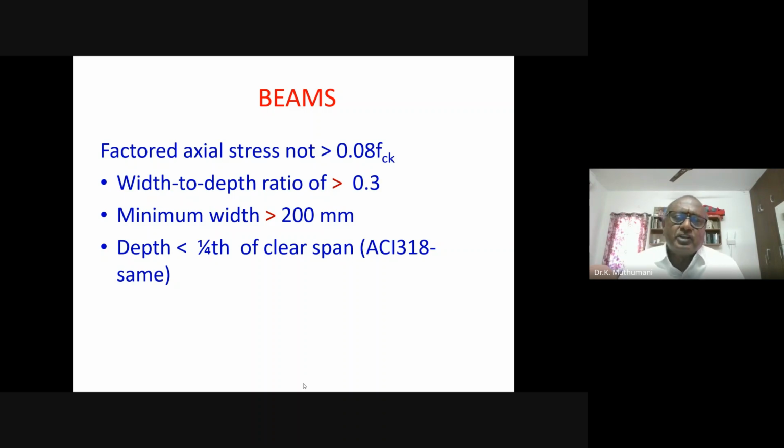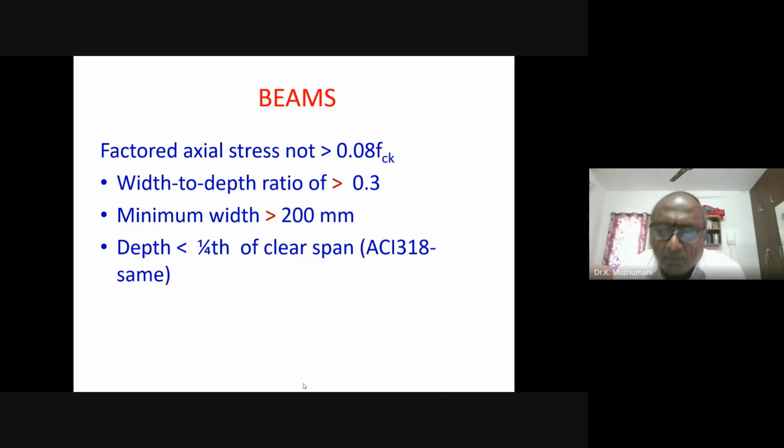Similarly, the width to depth ratio should be more than 0.3 because you don't want deep beam effect. The minimum width is 200. I'll come to that later. Indian code talks about 200 mm as the minimum width of a beam, which is, of course, I am not saying anything about that, but that is what the code has given. But we should follow this 100% actually. The depth should be less than one fourth of the clear span. That is what ACI 318 also talks about.